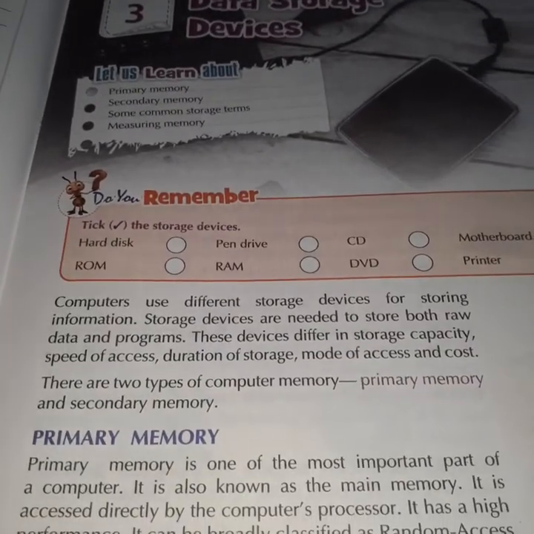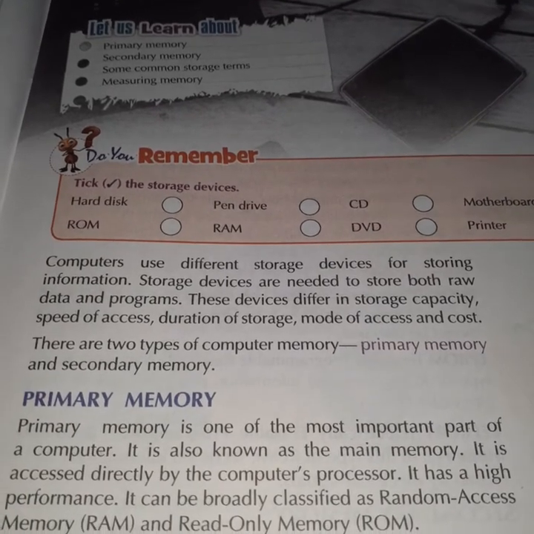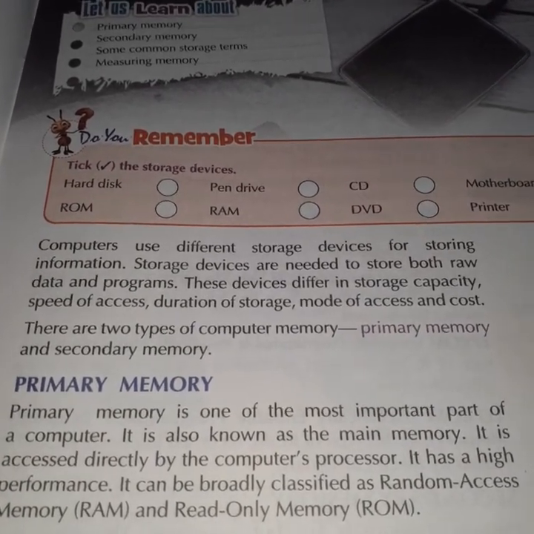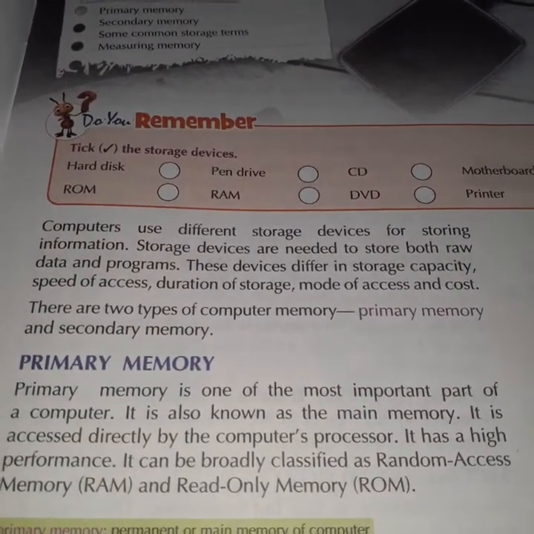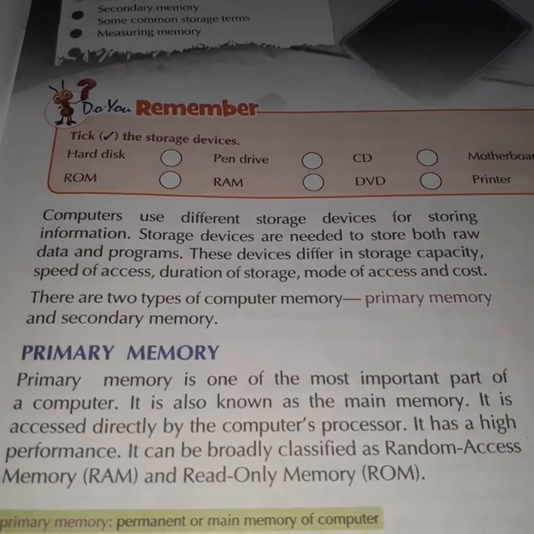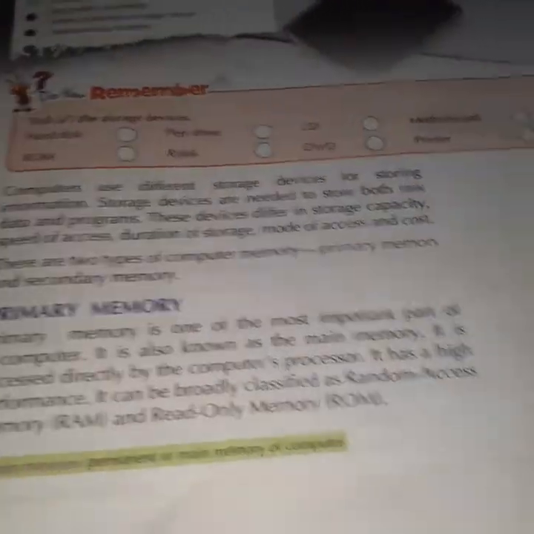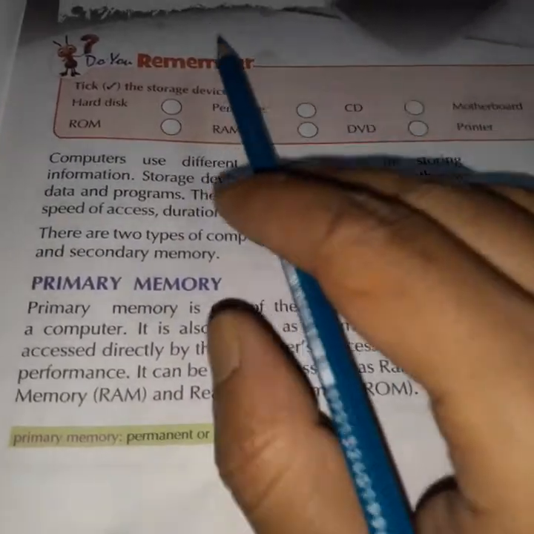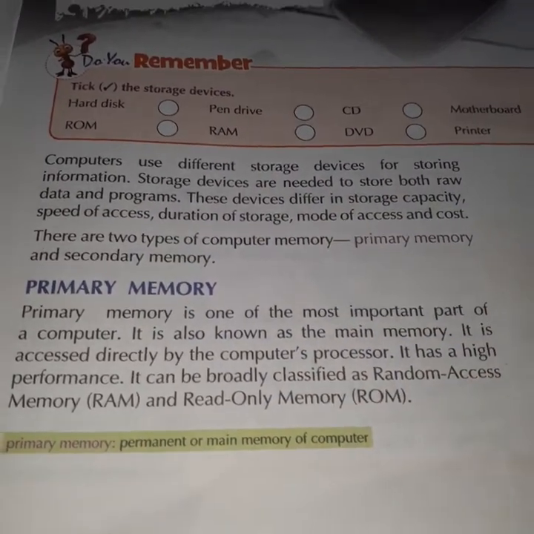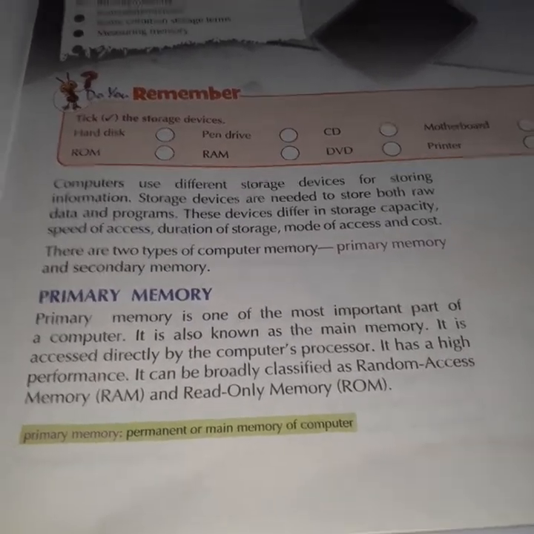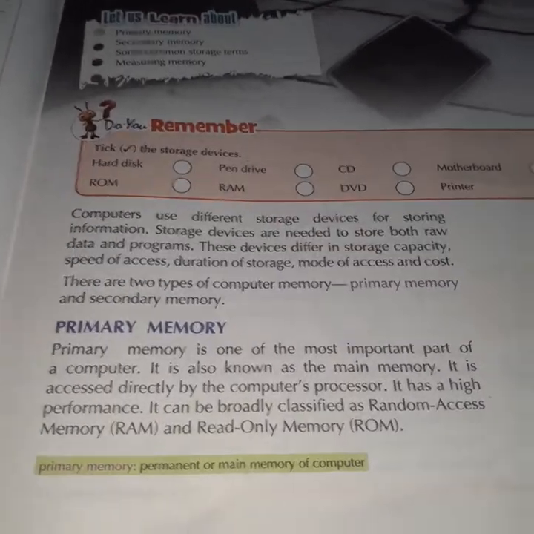Data storage devices. Computers use different storage devices for storing information. Storage devices are needed to store both raw data and programs. These devices differ in storage capacity, speed of access, duration of storage, mode of access, and cost. So we need storage devices for storing both raw data and programs.